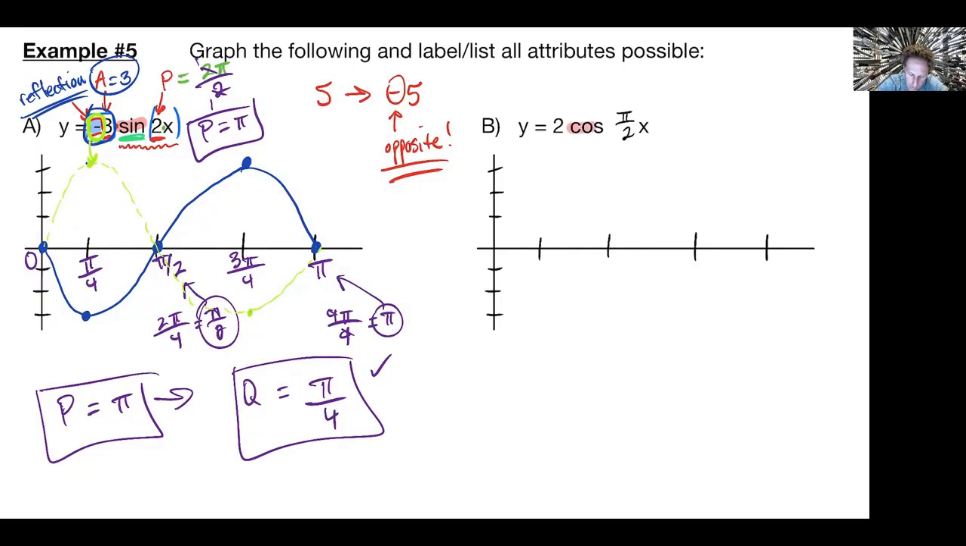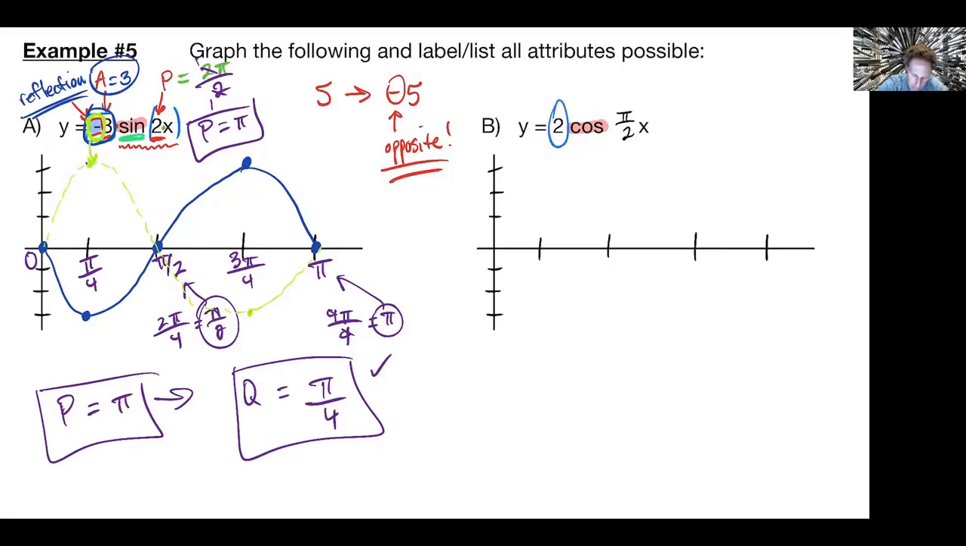First things first, I always look to see what I'm dealing with. In this case, I'm dealing with cosine, which I know is going to start at 1, go to 0, -1, 0, and then back to 1 to give this kind of shape. Okay? But we know that there's other things going on. 2 other things in this case, not 3 like the last one.